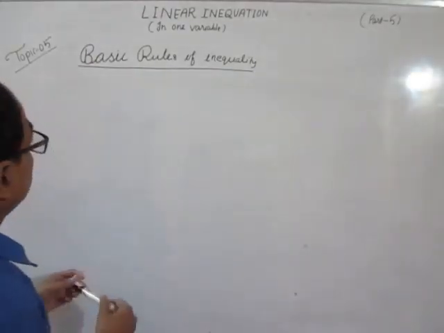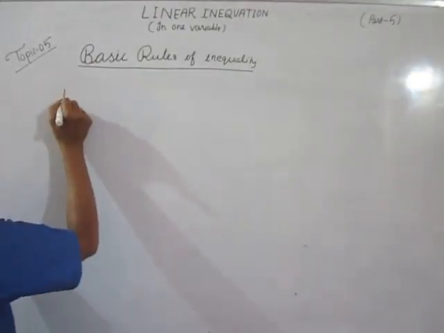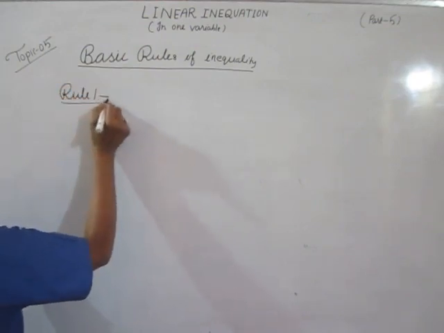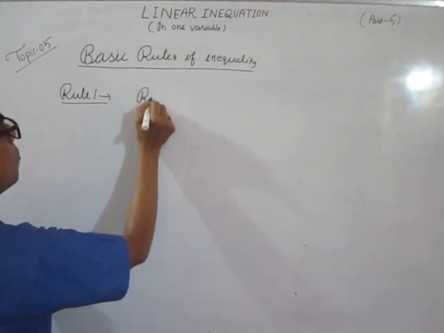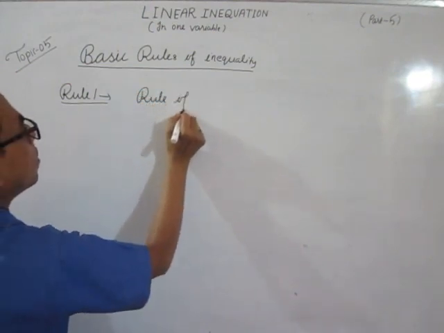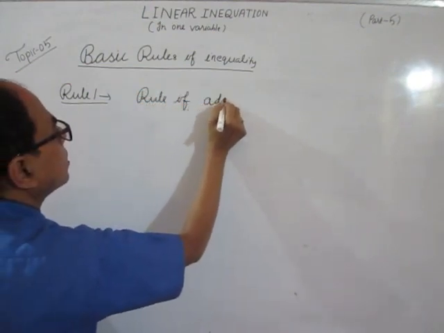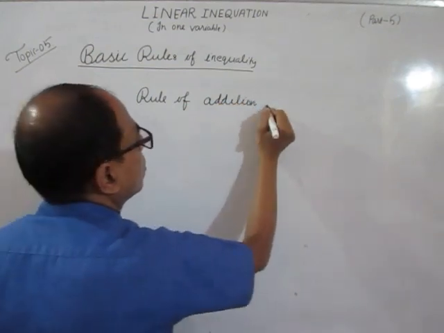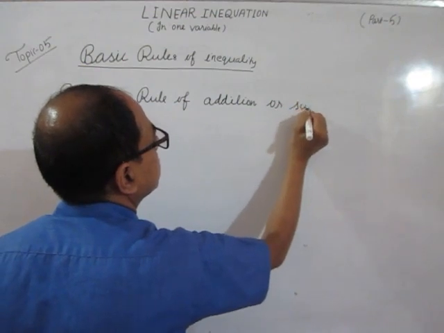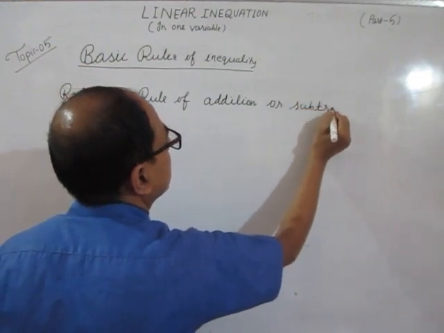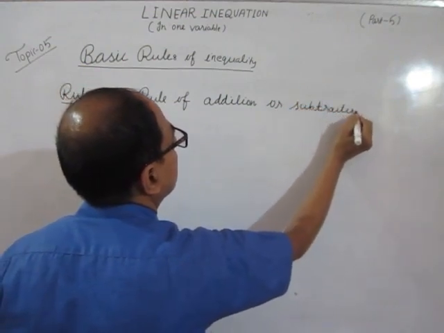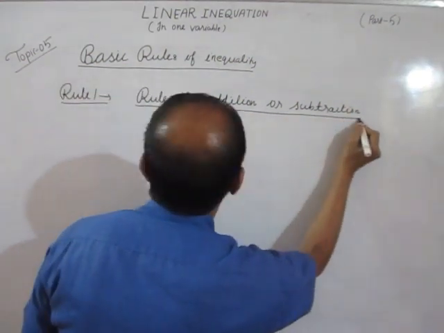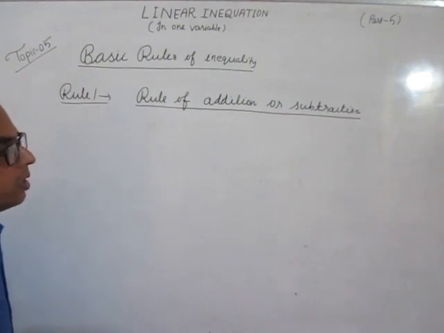Now, rule 1. You can call it the rule of addition or subtraction. Before stating this rule, let's see some examples.